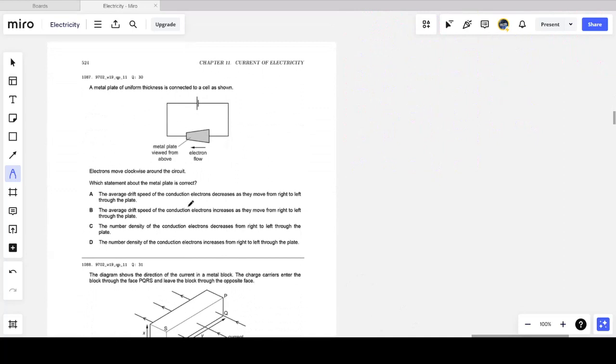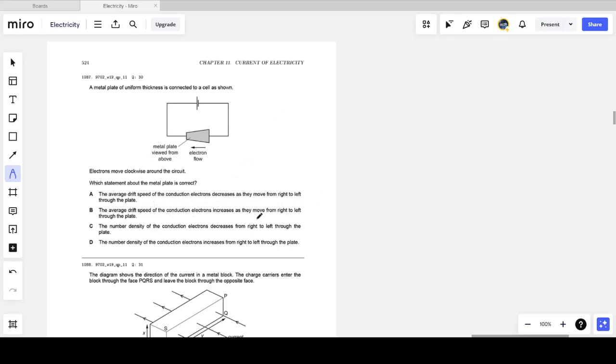The next question is 1087. It's from the winter 2019 exam, that's October-November 2019. It's question paper 1, variant 1, and question 30 from the paper. We have a metal plate of uniform thickness being connected to a cell as shown, and we're given a circuit diagram of the plate viewed from above. Electrons move clockwise around the circuit, and we want to know which of the statements about the metal plate is correct. A: The average drift speed of the conduction electrons decreases as they move from right to left through the plate.